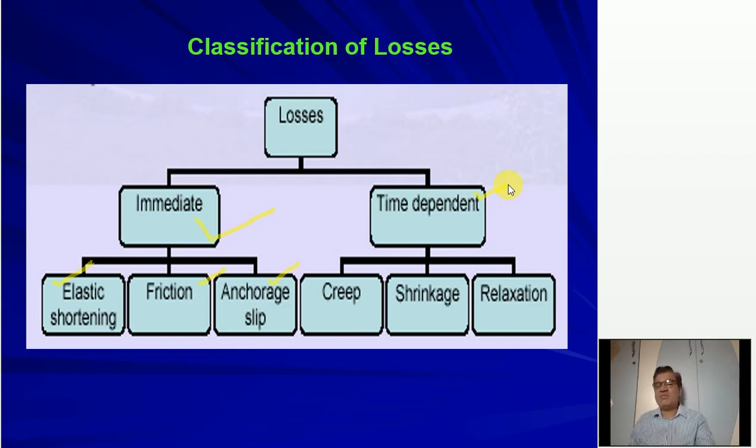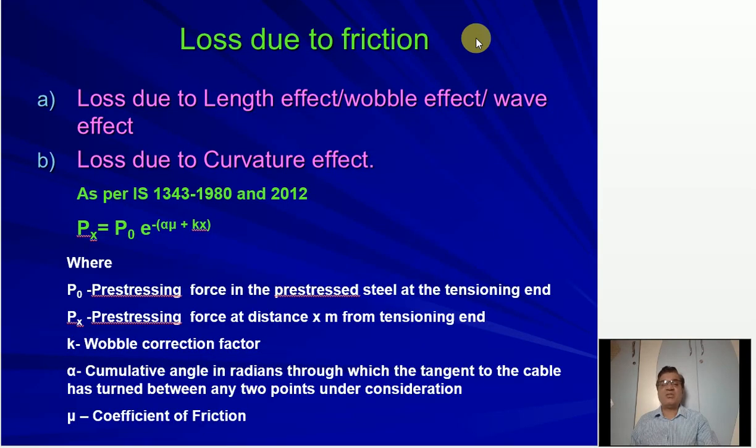Second type is time dependent losses. Time dependent losses means these are the losses which depend on time. That means as the time passes, these losses increase. In that there are three losses. First one is loss due to creep of concrete, second one is loss due to shrinkage of concrete, and third one is loss due to relaxation of steel. Now we'll see one by one how to calculate these losses and what exactly is the meaning of the different losses. So in total 6 losses we'll see today.